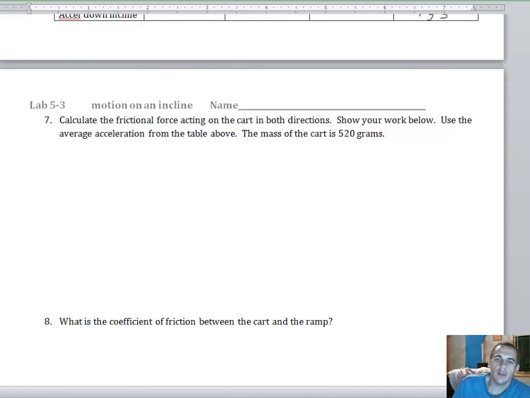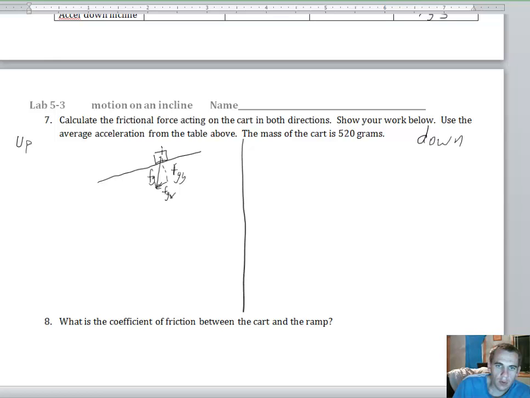It says calculate the frictional force acting on the cart in both directions. So I'm going to split this up so I can have an up direction and a down direction. And I have to have a picture. I cannot solve this without a picture. Here's my incline, here's my cart, here's gravity, Fg, here's gravity in y, Fgy, here's gravity in x, Fgx, here's the normal force, Fn, and this is moving up the incline, there's velocity, that means friction's down the incline. I'm going to assign down the incline as the positive x direction. Okay, positive x, positive y, good to go.